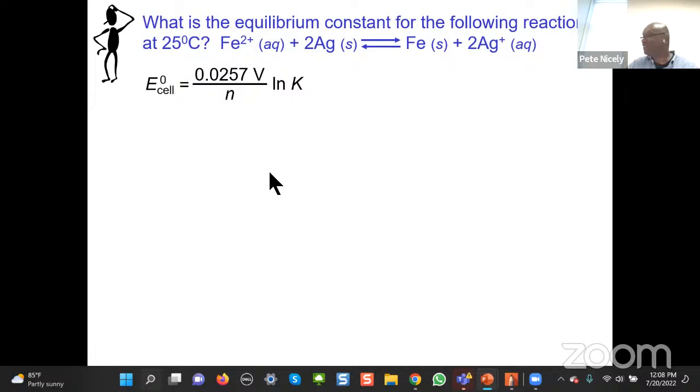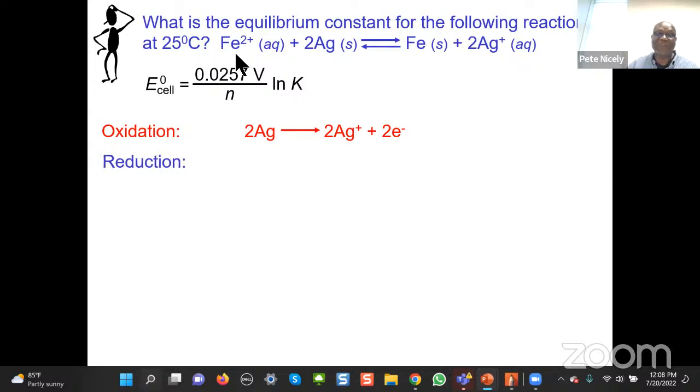Well, firstly, we need to identify the half equations that would add together to give this equation here. One half equation would be the conversion of silver to silver plus, which would be this right here. And then the other half equation, which is a reduction half equation, would be the conversion of Fe2+ to Fe, which would be that half equation right here. Once we establish the half equations, we see that the number of electrons being transferred would be 2: 2 electrons being lost here, 2 electrons being gained here. So that 2 would be the n value that we would put right here. So at least we solved, for now, that part of the problem.